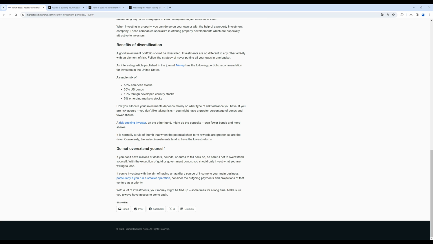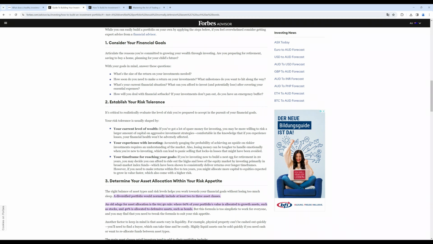Don't go over the limit and expect that, okay, if I invest 5,000 today, I'm gonna be a millionaire within the next 1 year or 6 months. You do have to always adjust and adapt to how the markets move, especially when it comes to news. So, like I said, if you're investing with the aim of having an auxiliary source of income to your main business, particularly if you run a smaller operation, consider the outgoing payments and projections of that venture as a priority. So if we start talking about, consider your financial goals.